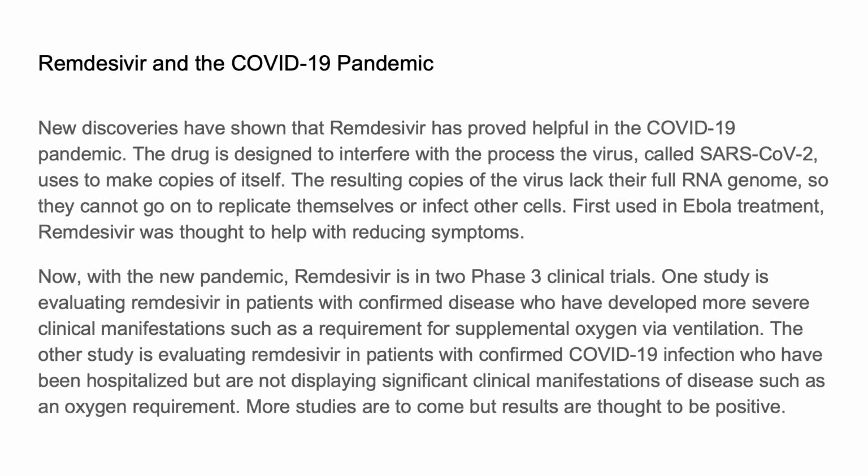New discoveries have shown that remdesivir has proved helpful in the COVID-19 pandemic. The drug is designed to interfere with the process that the virus uses to make copies of itself. The resulting copies of the virus lack their full RNA genome, so they cannot go on to replicate themselves or infect other cells. First used in Ebola treatment, remdesivir was thought to help with reducing symptoms.